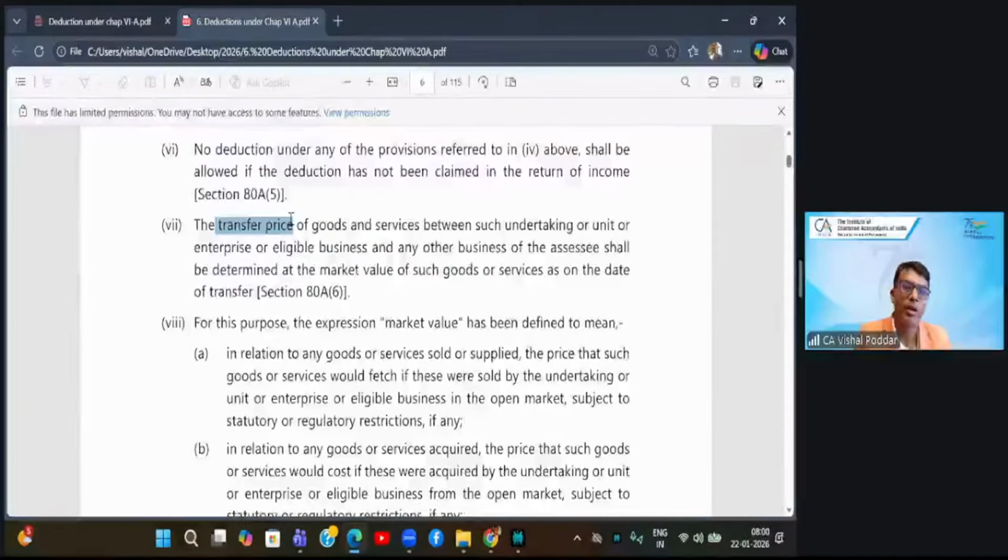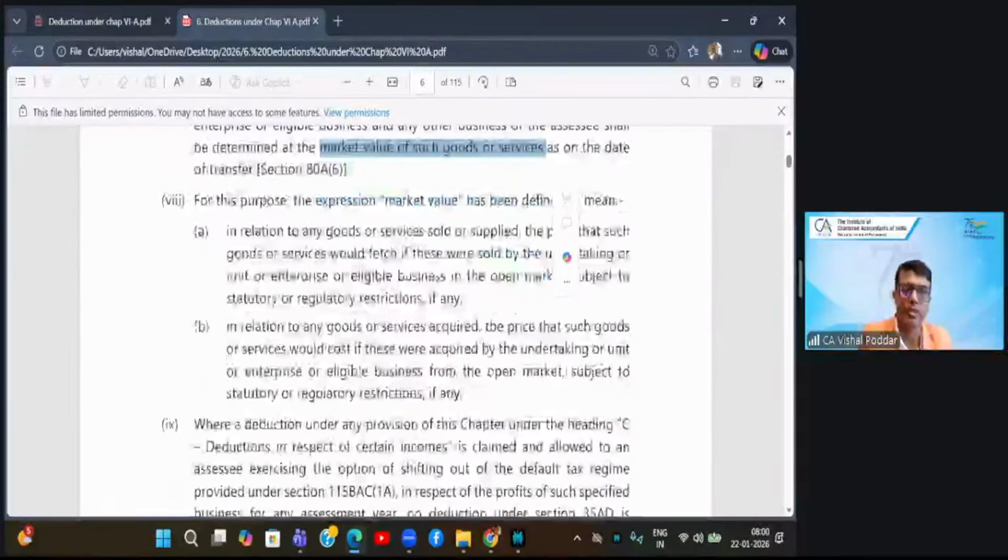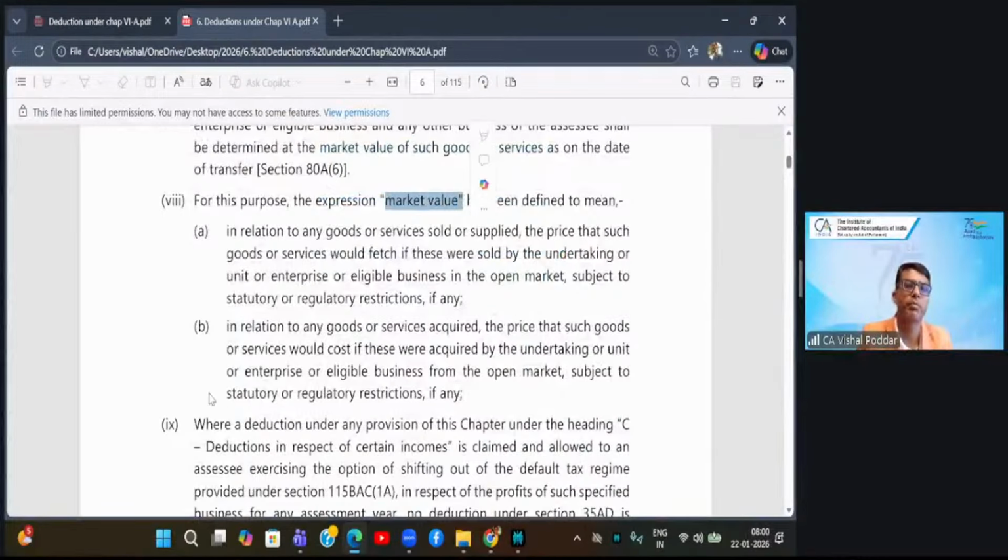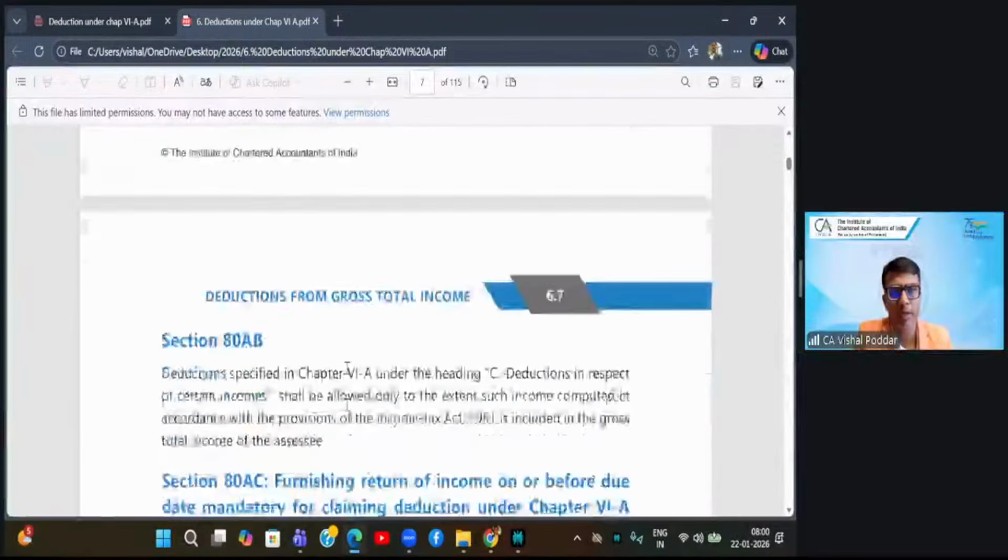So what is transfer price? Transfer price is the internal price at which I am transferring goods and services between my two businesses. One, this eligible business, and the other is the other business. By doing so, I am trying to get undue advantage. Hence, point number 7 says this will not be allowed. We will take the market value of such goods and services while computing the incomes of these businesses. And what will be market value? In simple words, they have defined it. It is nothing but the fair market value. Correct? Ninth condition we have already discussed.